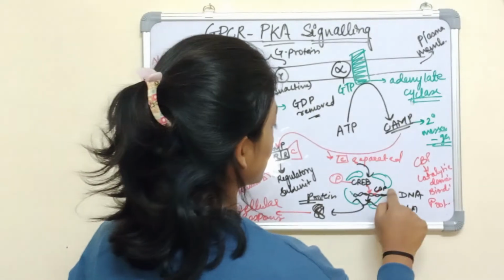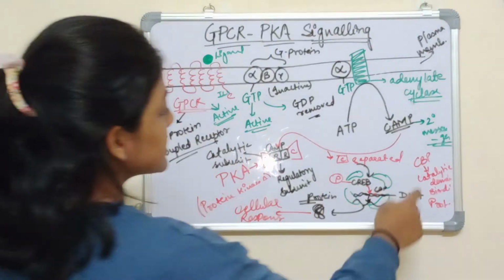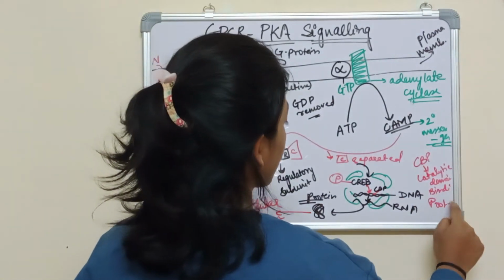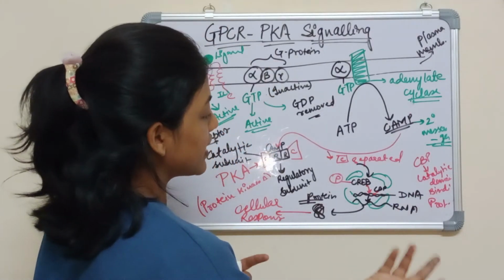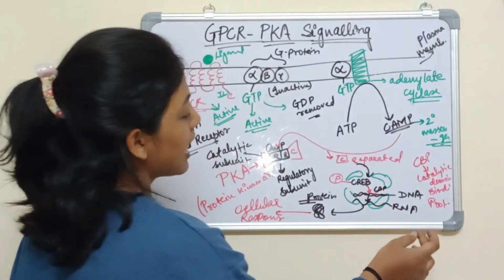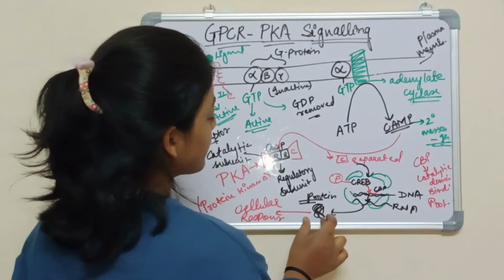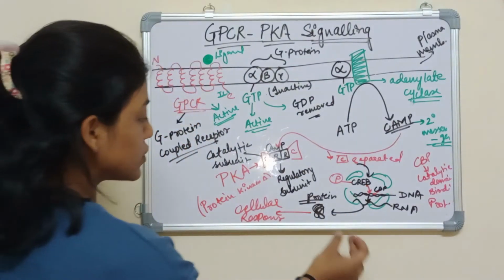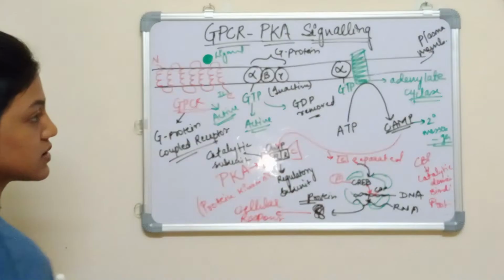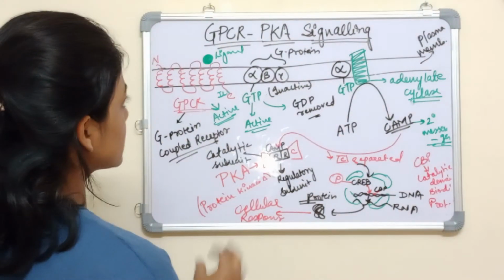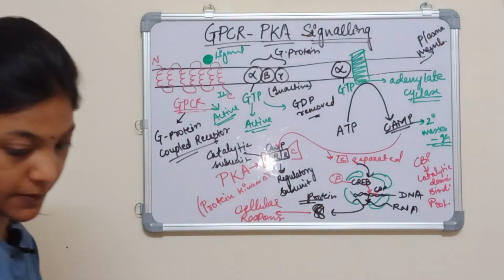Once it is phosphorylated, it binds to the DNA. Along with that, another protein CBP will also bind. CBP is CREB binding protein. Now transcription will occur. DNA will produce RNA. Then from RNA, protein will be produced by translation. So this protein produced will show the cellular response. So this is the GPCR PKA signaling.